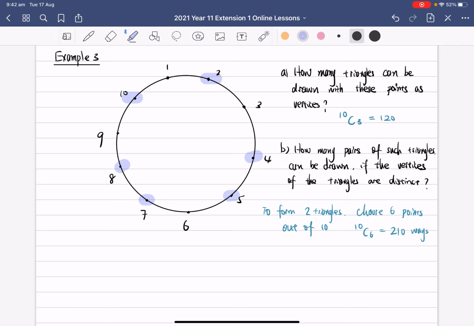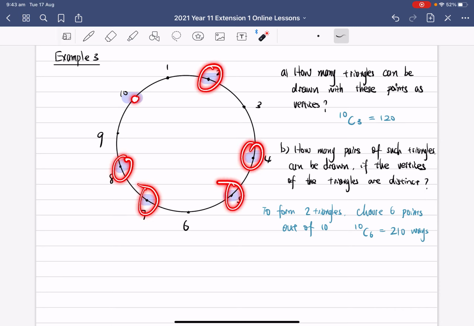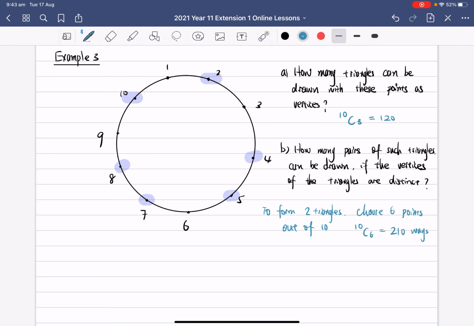So what does that mean? If I pick this point here, you have 1, 2, 3, 4, 5 points left. Within those 5 points, I just need to choose 2 more points to form a triangle. Therefore, that will be 5C2 ways. Let me use my calculator, and that's equal to 10 ways.